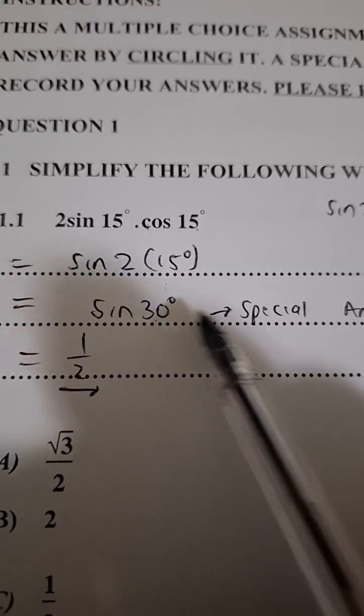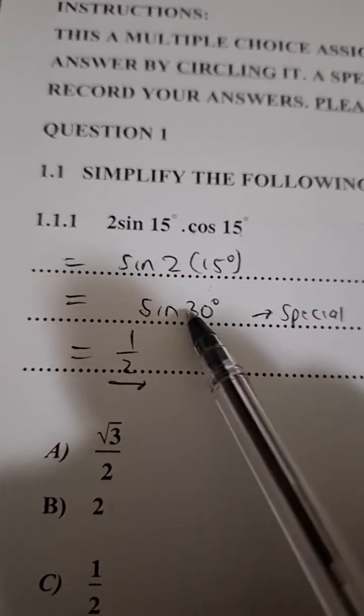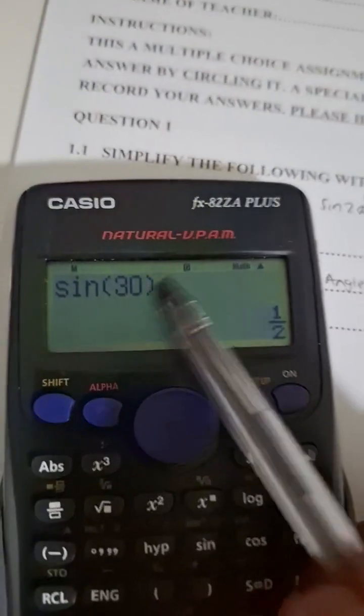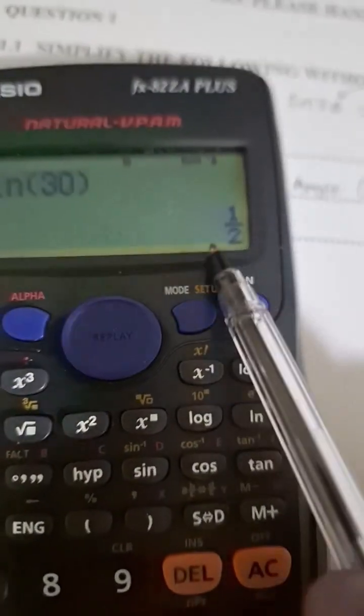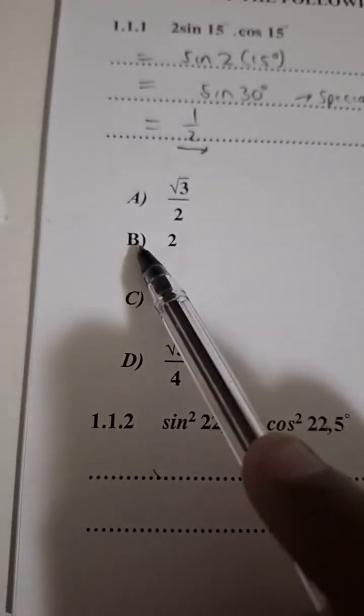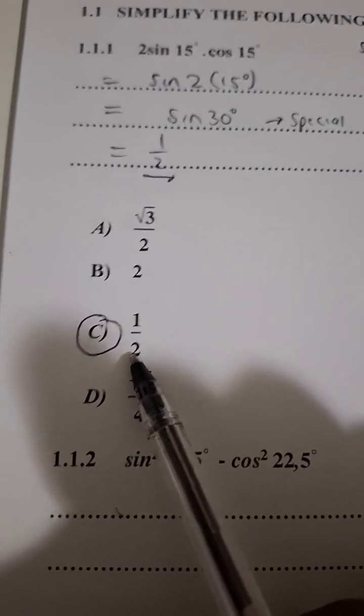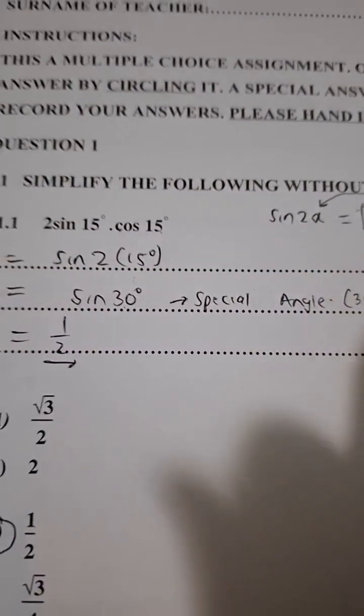Now sine of 30 degrees is a special angle. So you can take this sine 30 and put it in your calculator. Say sine of 30, it's equal to half. So indeed, sine 30 degrees is equal to a half. And we had a multiple choice here. They said, simplify the following without the use of the calculator. We're given some options. So is it A, is it B, is it C, is it D? Obviously, you can see we've shown by our working out that indeed the answer is C. Okay? So our steps are very, very important.